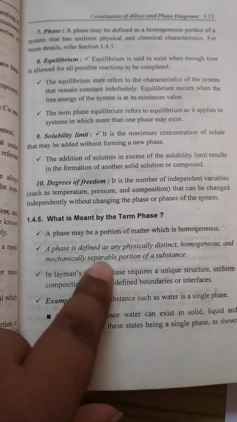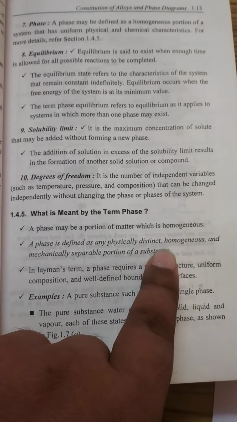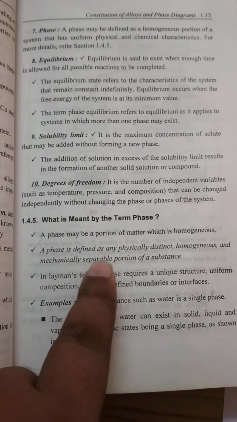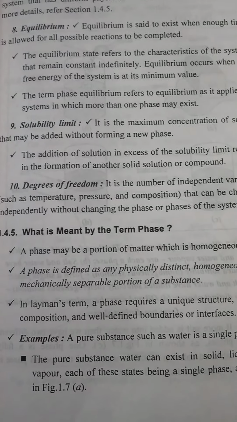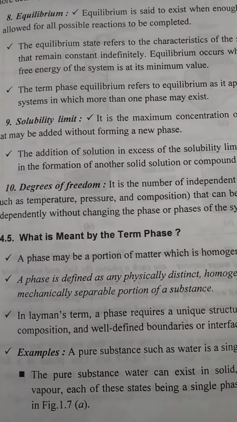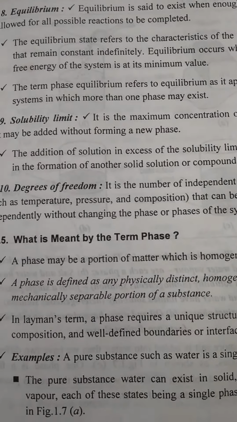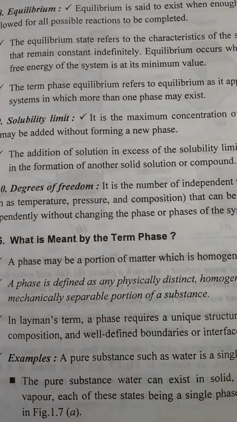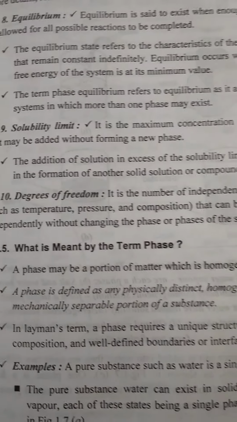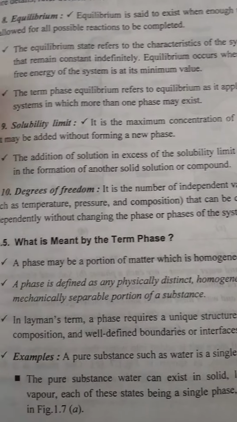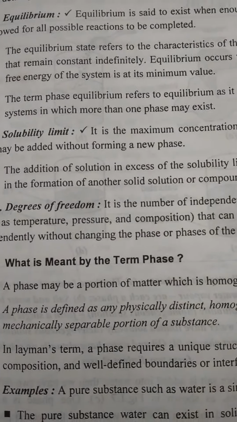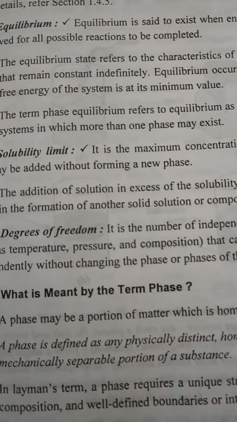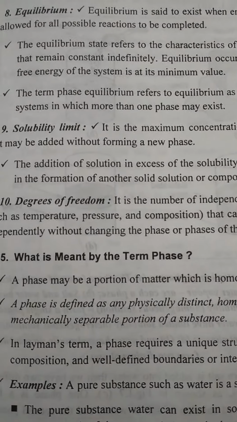A phase is defined as any physically distinct, homogeneous and mechanically separable portion of the system, right? So again, a phase is nothing but a single system. If I add salt to water, that is a single phase system where I cannot separate the salt from the water. Or else, water is also a single phase system where you cannot separate the hydrogen and oxygen from that water.